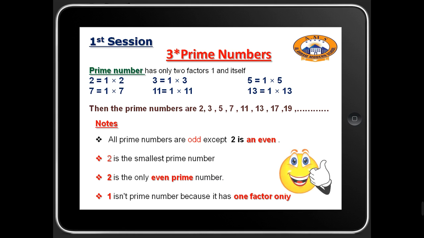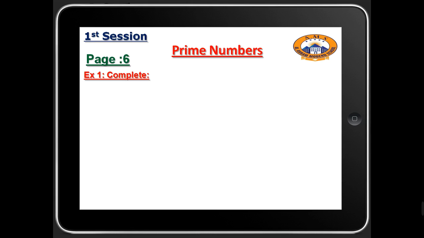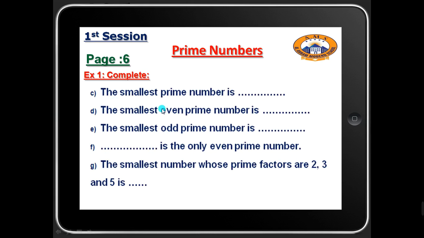Okay, we have an exercise about the prime factors on page 6. Exercise number 1, complete. The smallest prime number, yes, we told you in the previous slide, is number 2. This is right. The smallest even prime number is also 2. The smallest odd prime number is 3, and the only even prime number we have is 2.